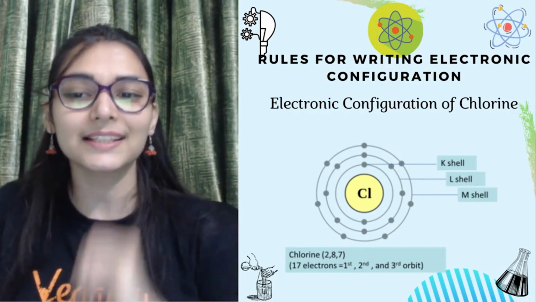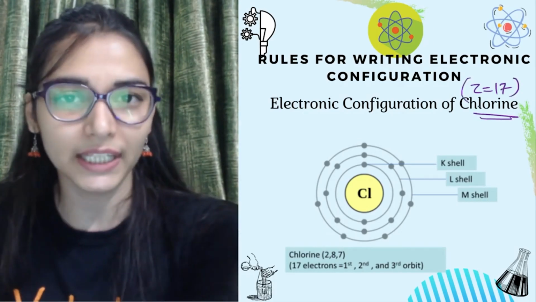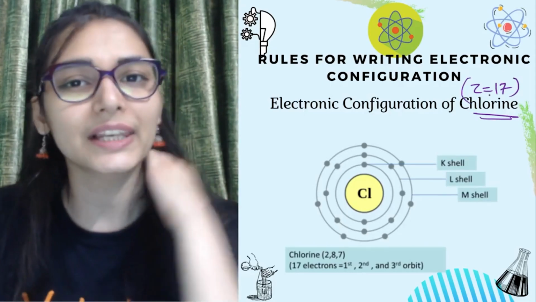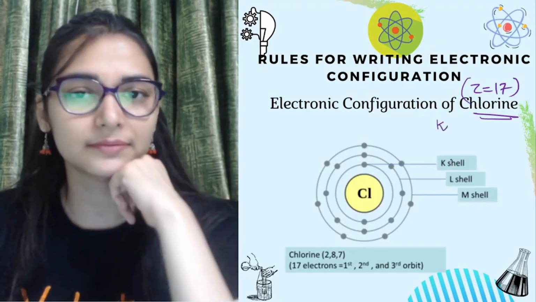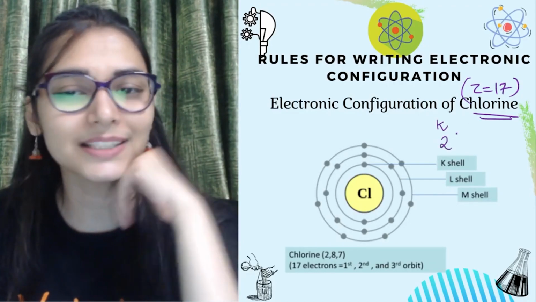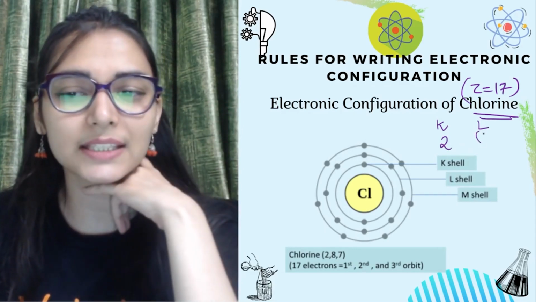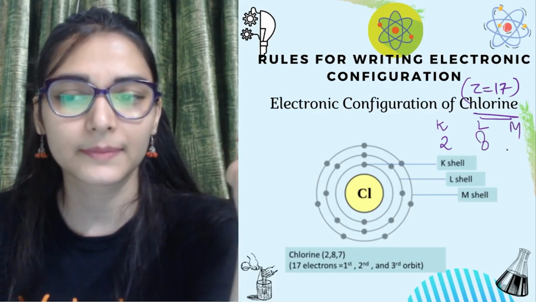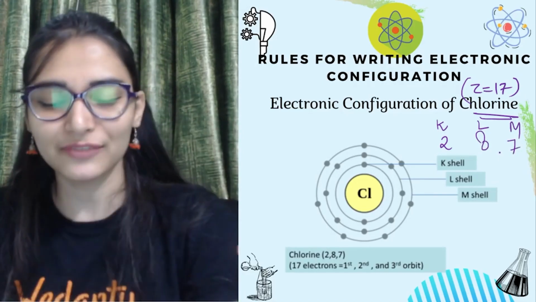So let's take the example for the chlorine. Chlorine is having an atomic number of 17. 17 protons, 17 electrons. So I have to fill in the 17 electrons. I will start filling the K shell. Maximum capacity 2. I will go to L. Maximum capacity 8. I will go to M. 7. 2, 8, 7 is the configuration for chlorine.